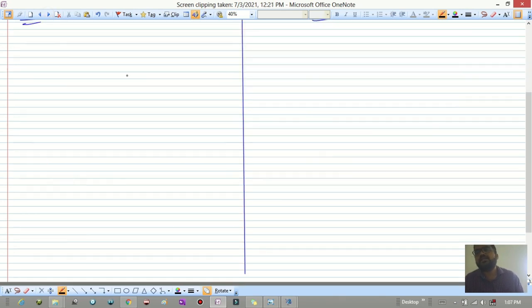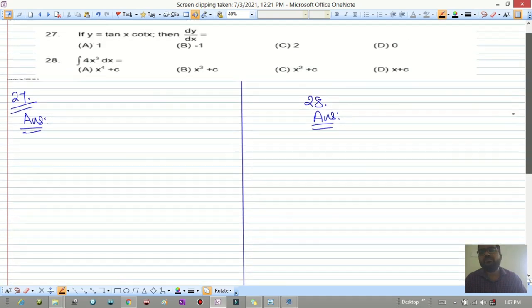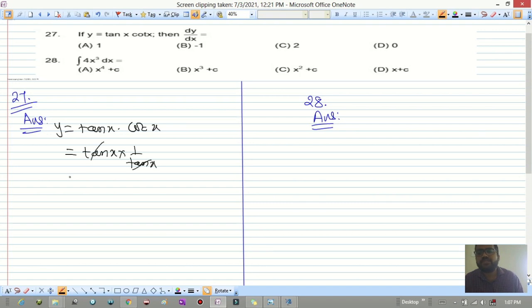Okay, so next 27, 28 now. 27, it is given if y is equal to tan x into cot x, find dy by dx. See here, y we have is tan x into cot x, but cot x, can we write it as 1 by tan x? Yes, we can write. So this gets cancelled, we have 1. So dy by dx is equal to d by dx of constant, and that is 1, which is equal to 0. Or else you can apply the u into v formula, then too you will get the 0 answer. But in exam directly you can do this type of questions.